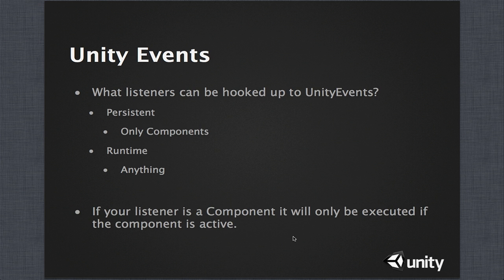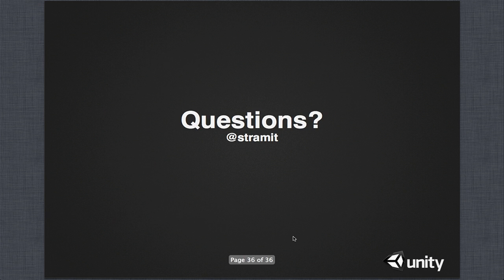So what kind of listeners can be hooked up to Unity events? Persistent events can only reference components, and that's because we needed something that is actually persisted, whereas runtime events can reference anything. If your listener is a component, it will only actually be executed if the component is considered active. So that means that it's quite nice. You don't have to worry about checking if your component is enabled or disabled, for example, when you call a delegate or an event.